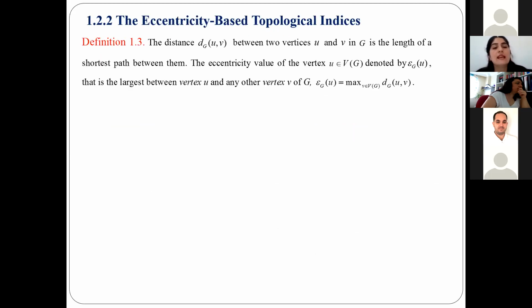The eccentricity-based topological indices. The distance d_G(u,v) between two vertices u and v in G is the length of a shortest path between them. The eccentricity of the vertex u in G, denoted by epsilon_G(u), is the largest distance between vertex u and any other vertex v of G.